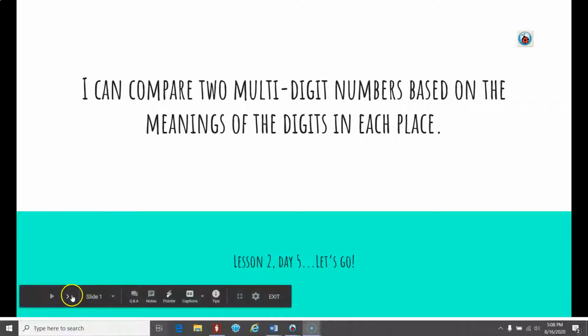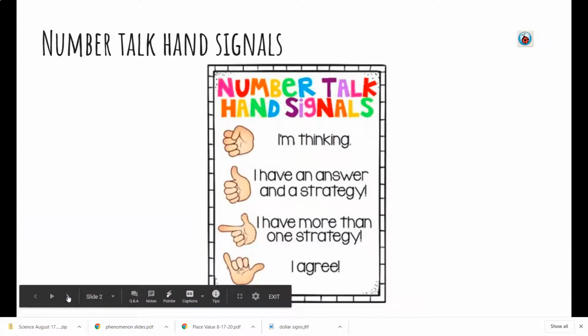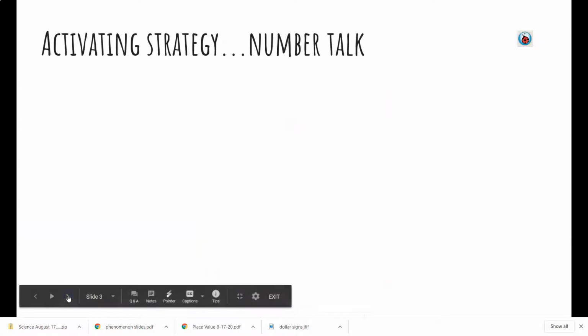So we are going to quickly do our last number talk of the week. We know our hand signals by now. Here's our first problem. Your teacher can post this and pause to work through the number talk with you. Okay, friends, here is the last number talk problem for the week. You can pause now and work through this number talk.